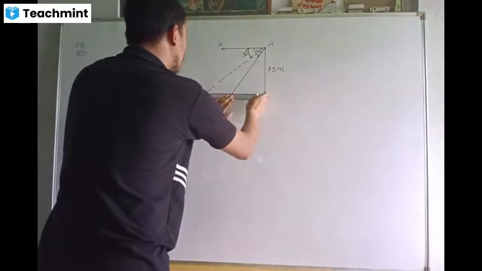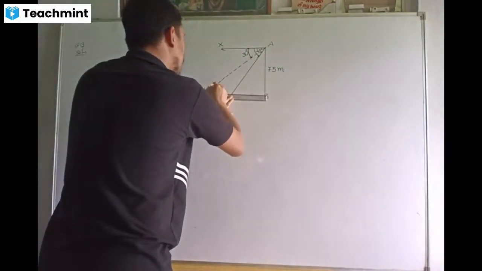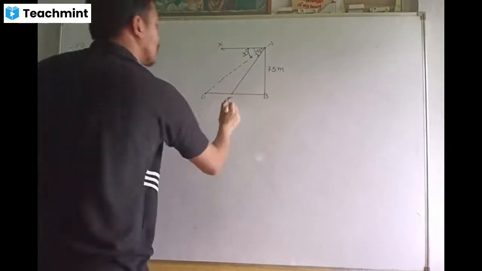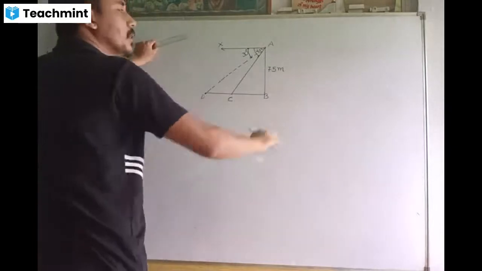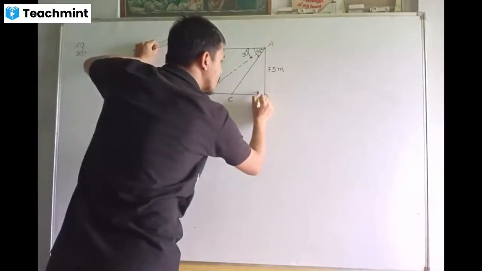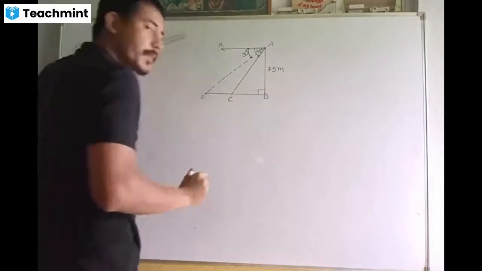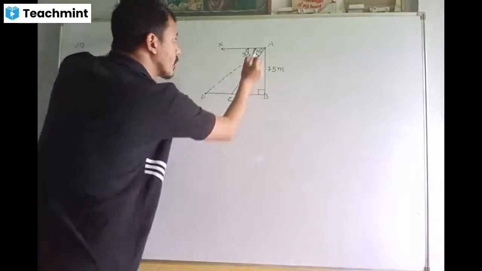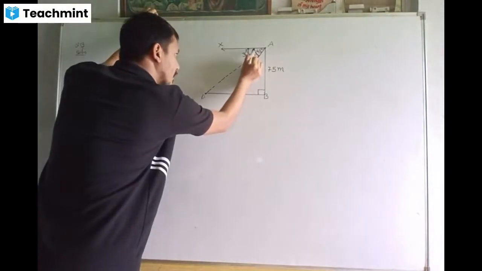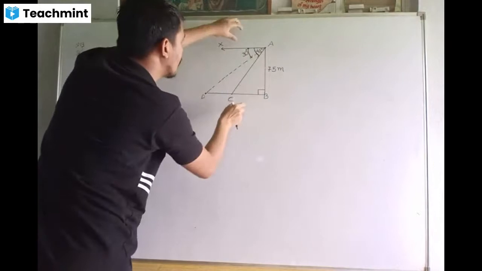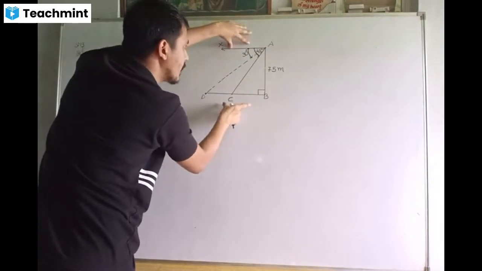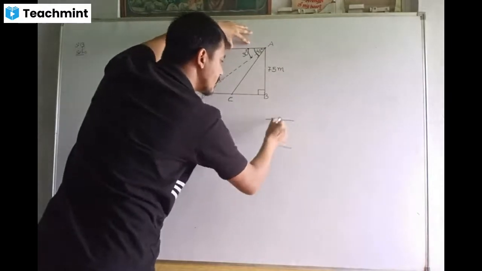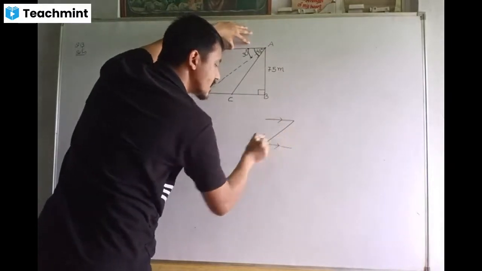Now let's complete the figure by joining BD. So the figure gets completed by joining BD. Now we know that the lighthouse will always stand perpendicular to the ground, perpendicular to the seashore. Is it okay? Now class, you see, this angle is 45 degrees. These are parallel lines. AX and BD are parallel lines. This is the transversal.